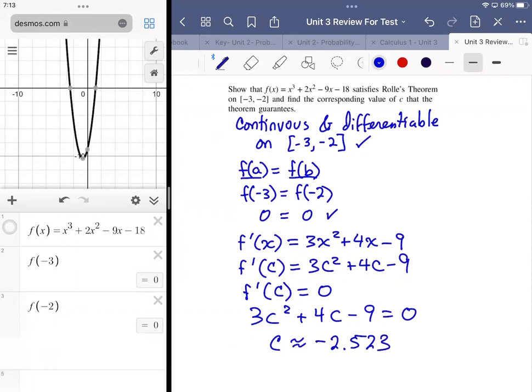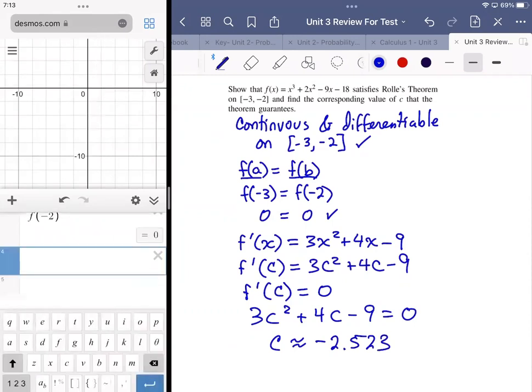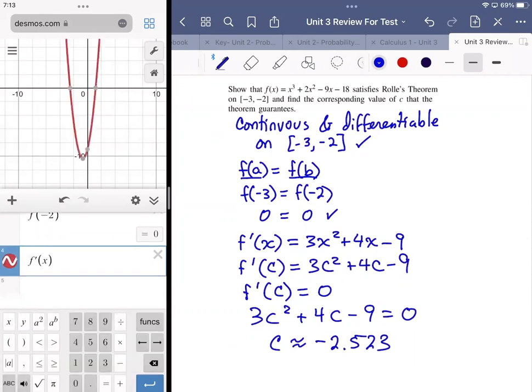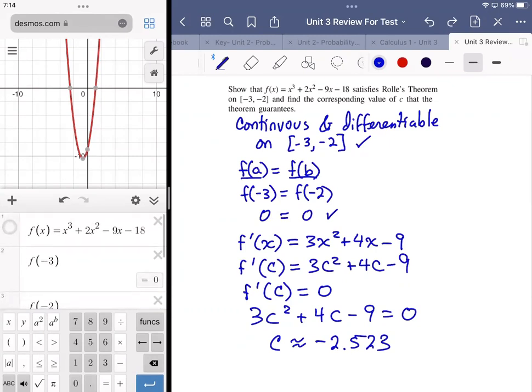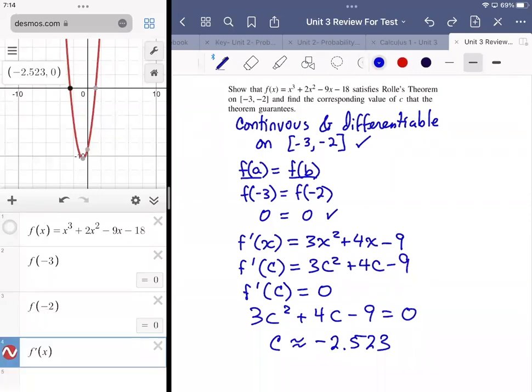Alternatively, what I could do is plot f'(x), right? And I have the derivative. I showed all the work. I plotted my function x cubed plus 2x squared minus 9x minus 18. I would just plot the graph and find the x-intercepts there. You know, the instances where my derivative graph is equal to 0 on the appropriate interval. All right, I only care about -3 to -2.